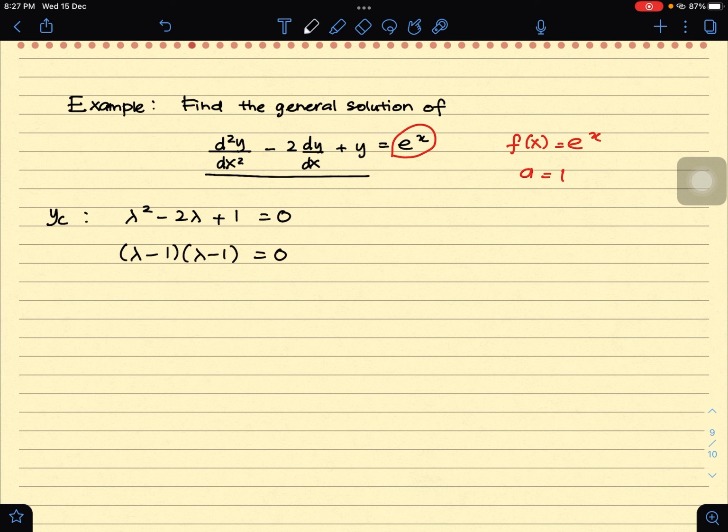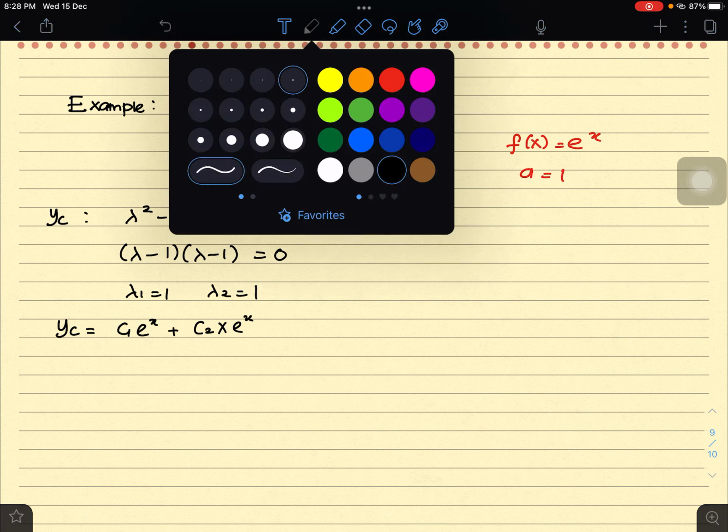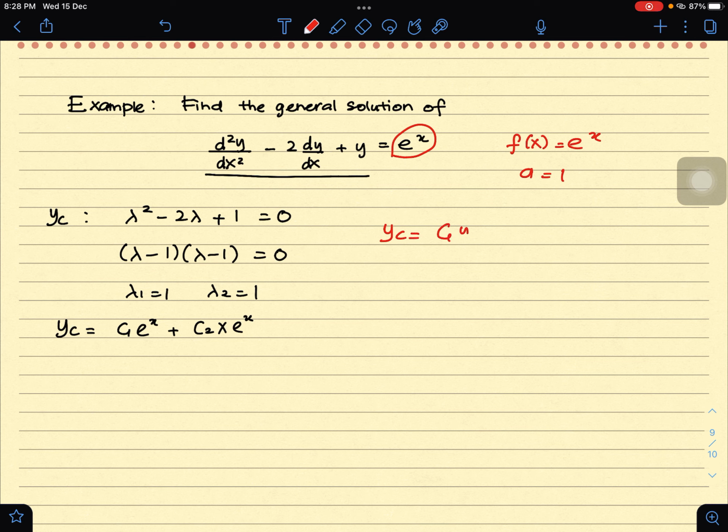So when you have the same value of lambda, means that your yc will be c1 exponent 1x plus c2x exponent x. Okay, so this one is your yc. So why we need yc? Because we want to know what is our y1 dan y2, where yc is actually c1 y1 plus c2 y2. Therefore, from your yc here, you know that this one is your y1 and this one is your y2. This is the value that you need later in our variation of parameter method.